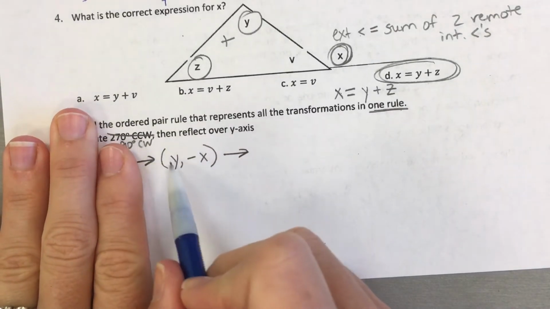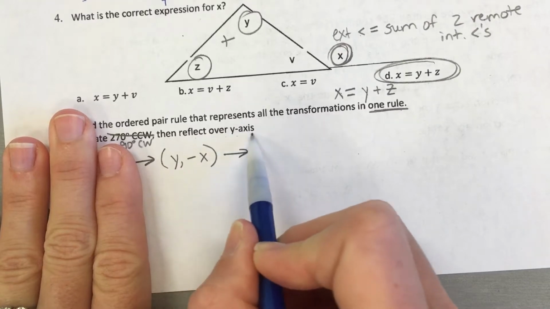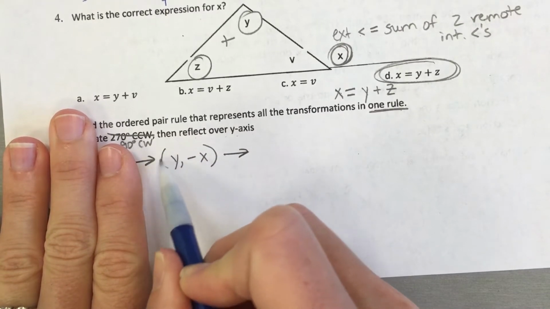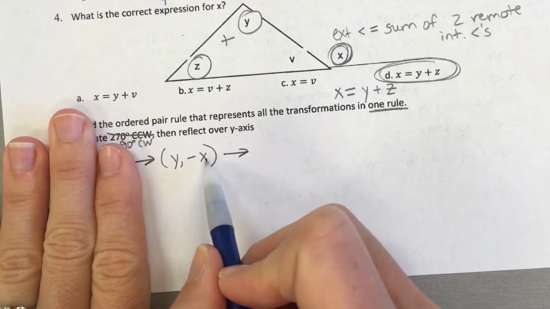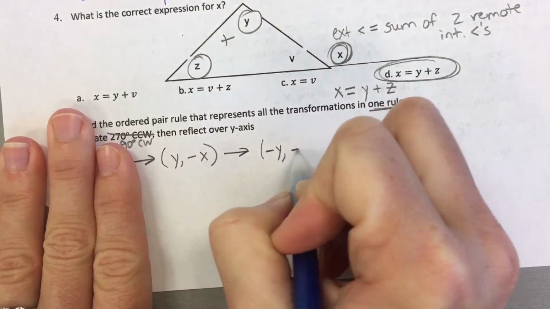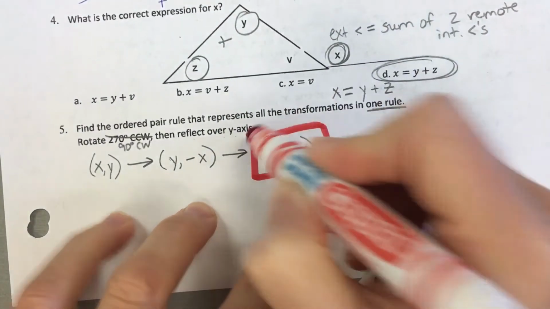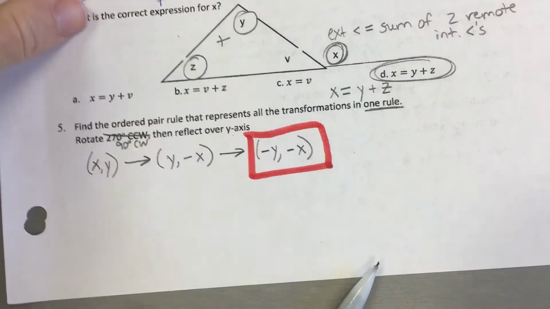Then we have to reflect this one over the y-axis. Well, when you reflect over the y-axis, the x-coordinate, not the letter x, the x-coordinate becomes negative. -y, -x. So that's your answer.